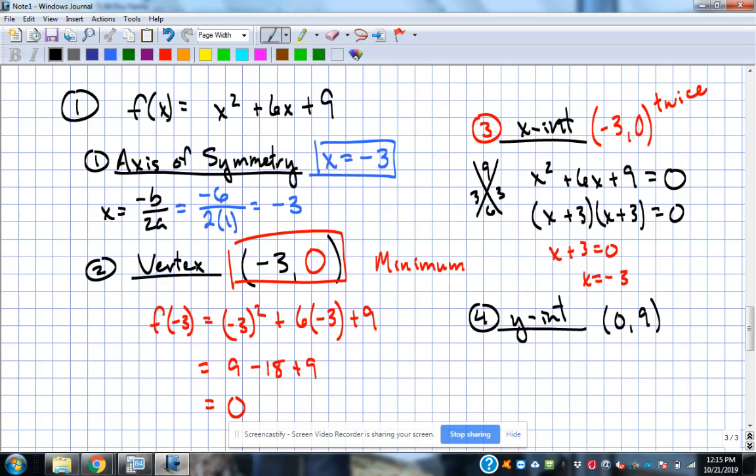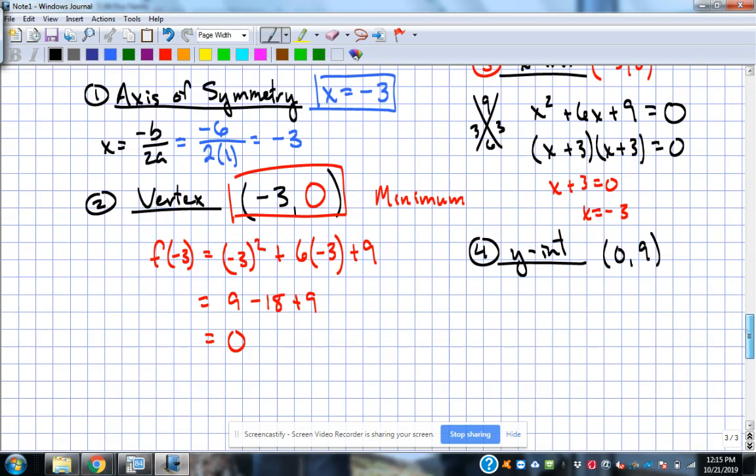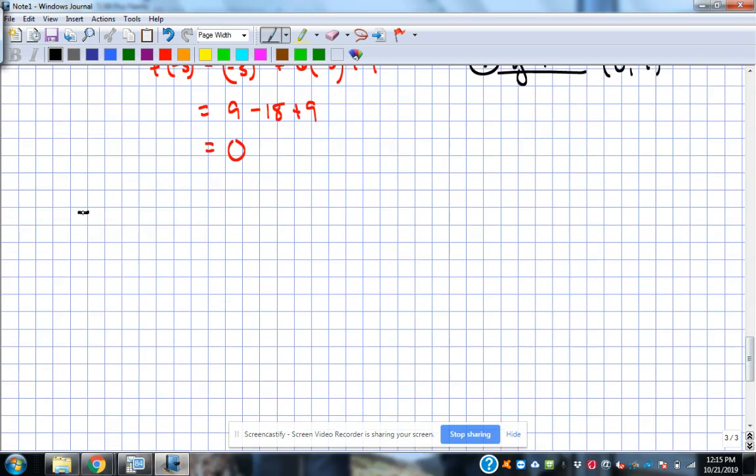Okay. Now we need to make our table. So when we go to make our table, we're going to put the vertex in the middle. So our vertex was -3, 0. And then we want 2 x values to the left of -2. So what's to the left of -2? Nope, that's to the right. To the left would be -4 and -5.